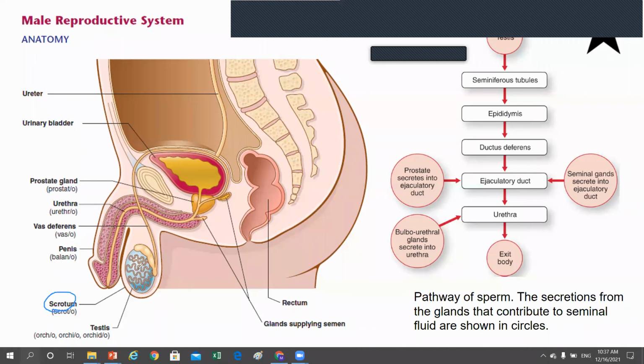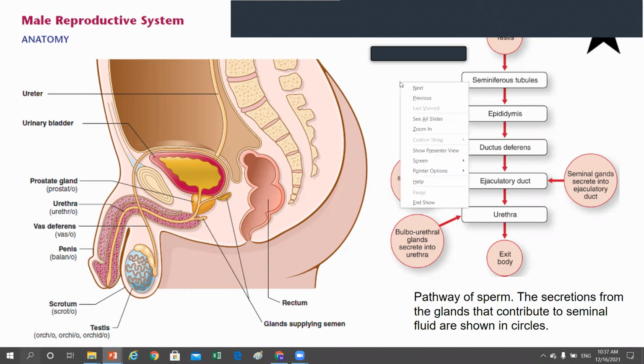Now from here, when the sperms are produced, if we cut a section of the testis, we will see in the next slide the various compartments or chambers in the testis, which we will call the seminiferous tubules. These tubules are the sites where sperms are formed.